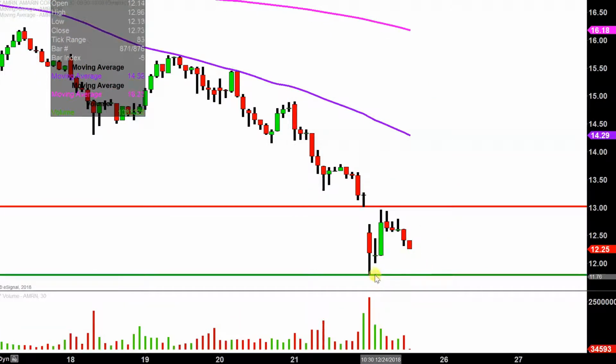However, so far so good, and to give credit where credit's due, $11.80 did hold up nicely today. So we'll see if that can continue to play out going forward on the week. So yeah, we'll see what happens.